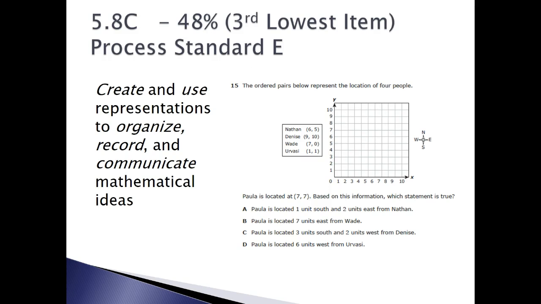However, when we're using process standard E, which is on a higher level, it's more on the creative side, on the highest level of Bloom's, notice here they have to create and use the representation. So this was the 3rd lowest scoring item, where the kids were given the directions and had to actually create their own grid or their own ordered pairs on the graph, and then select the item that's located at 7, 7, which information would be true.